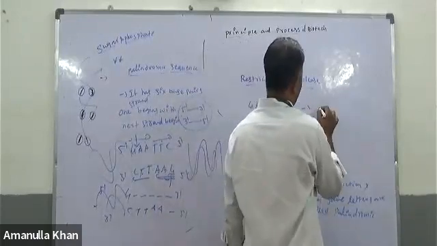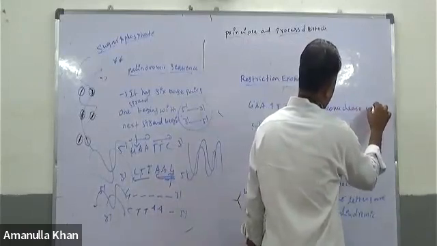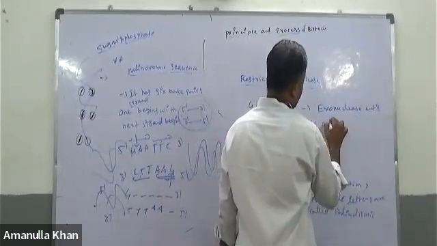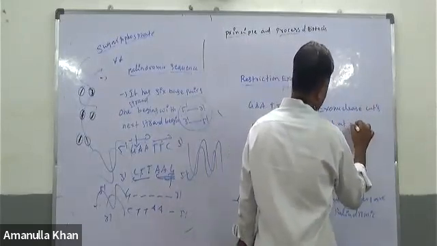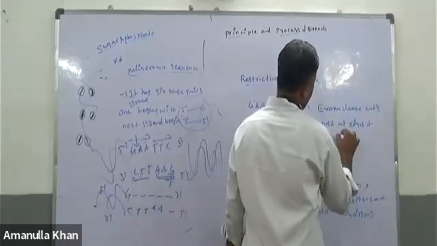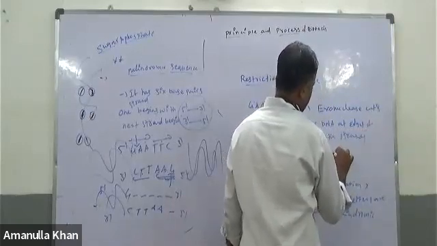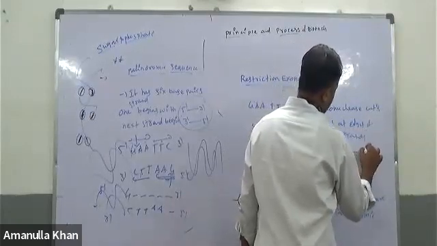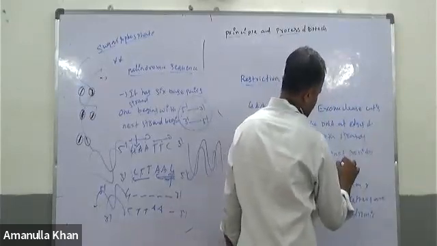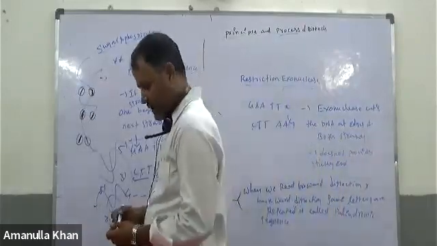Exonuclease cuts the DNA at the edges of both strands, and this exonuclease does not provide the sticky ends. Okay, that is the exonuclease enzyme. So one enzyme is over.